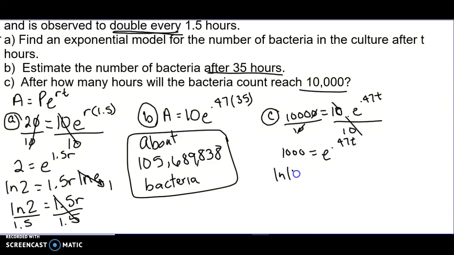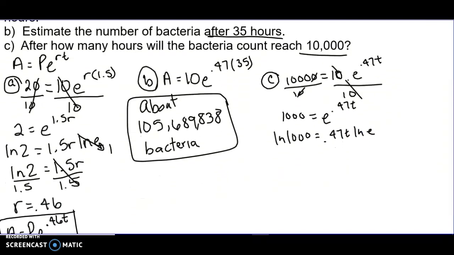Take the ln of both sides. Move that 0.47 T to the front. Remembering ln of e becomes 1. So you have ln of 1,000 equals 0.47 T. Divide both sides by 0.47. That means that T equals about 15 hours if you round.